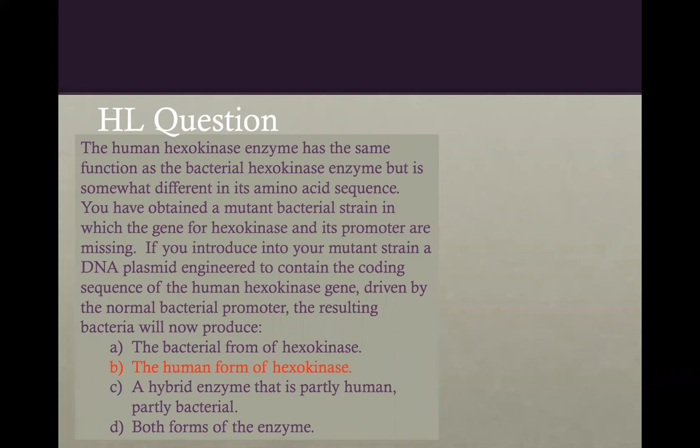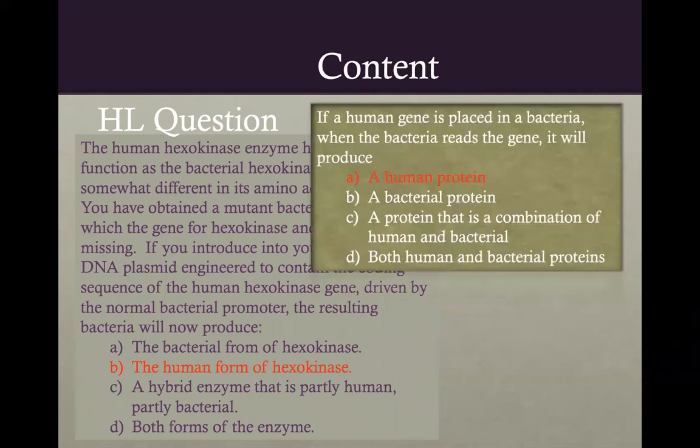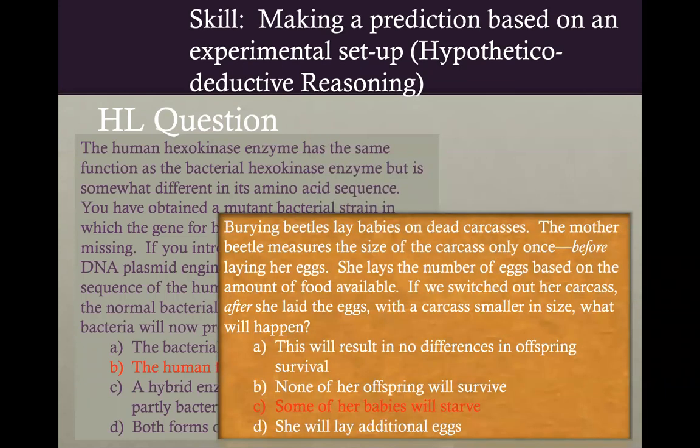So we looked at that question and we said, okay, what is the actual content that they need to understand in order to answer that question? So we came up with this content question. If you place a human gene into a bacteria, when the bacteria reads the gene, what does it produce? A human protein, a bacteria protein. So this was the content that they needed to know to answer that question. And then we tried to figure out what's the skill. They're making a prediction based on some kind of experimental setup.